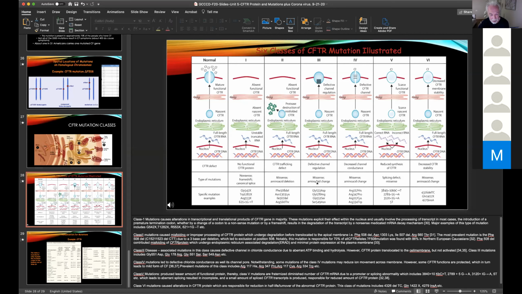Class 3 mutations, the protein gets to the plasma membrane, but the chloride channel is defective, and there is no transport of chloride. Class 4, 5, and 6 mutations, in all cases, there is a protein in the plasma membrane. It's abnormal, and chloride ion transport is abnormal.